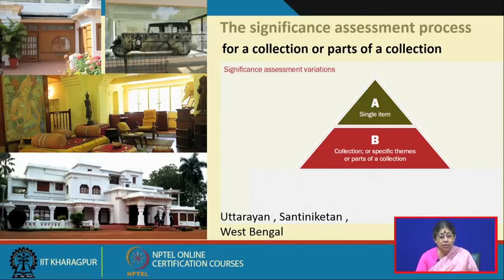So it is a very good example for a collection of parts of a collection, the second type, where we can see that when we see them together and also independently, they contribute to the significance of that. So this is the second type of variation.